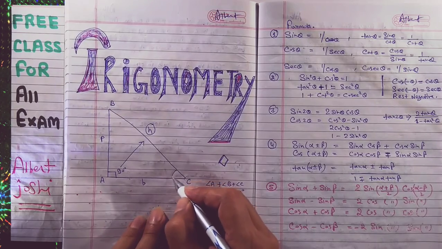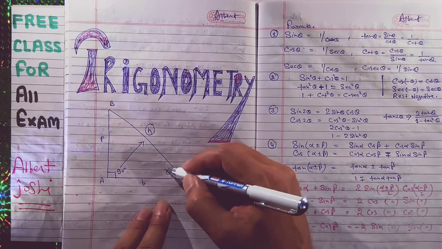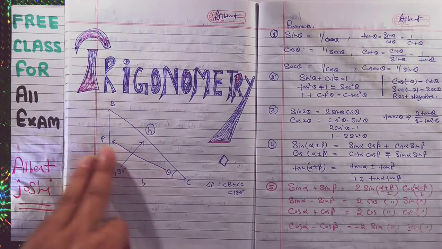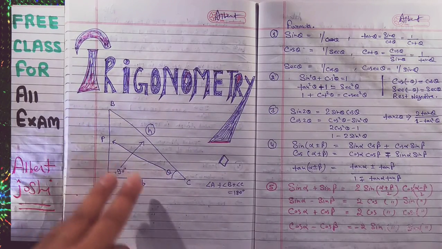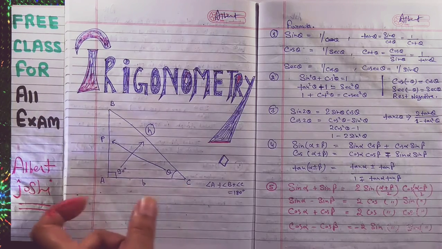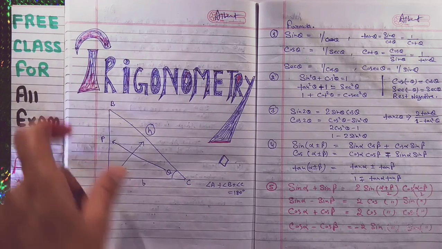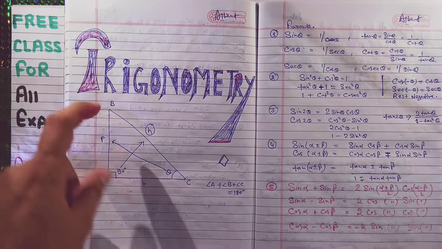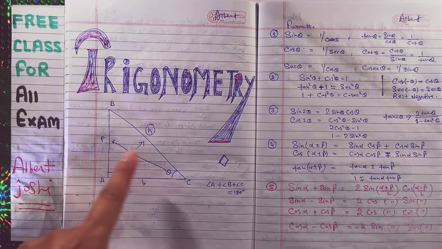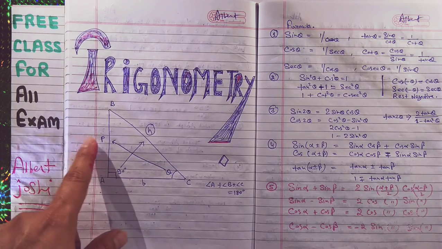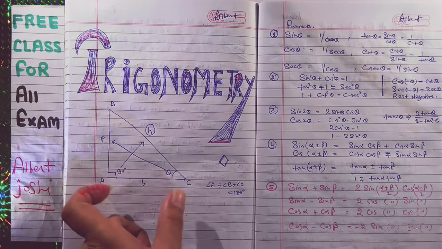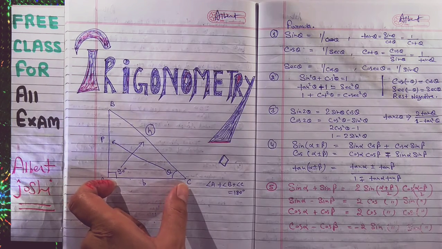Suppose this angle is theta. Then the side opposite theta will be the perpendicular, and the other side is the base. So the names change; the perpendicular and base totally depend on theta. If theta is marked here, then your perpendicular will be this, otherwise your perpendicular will be this.